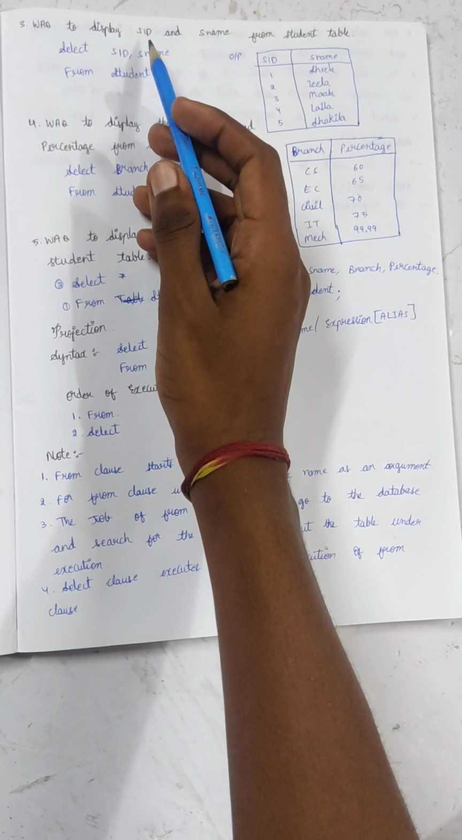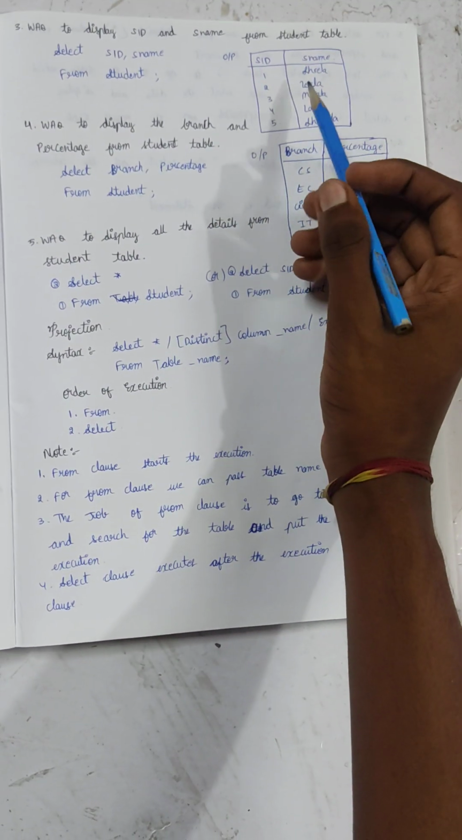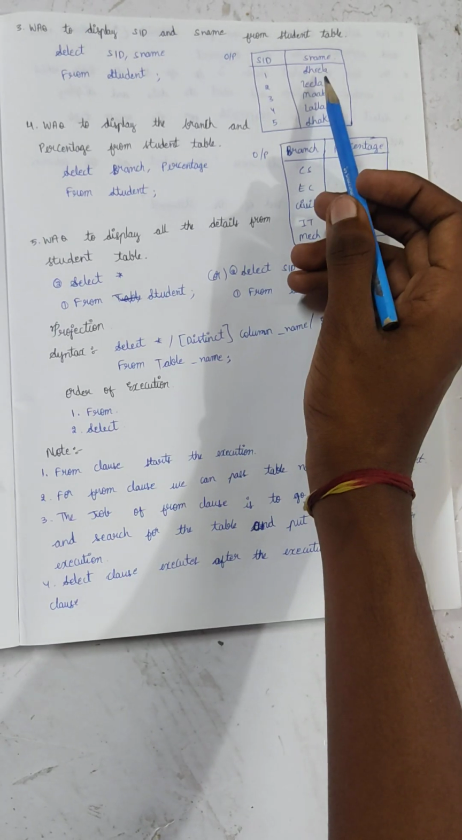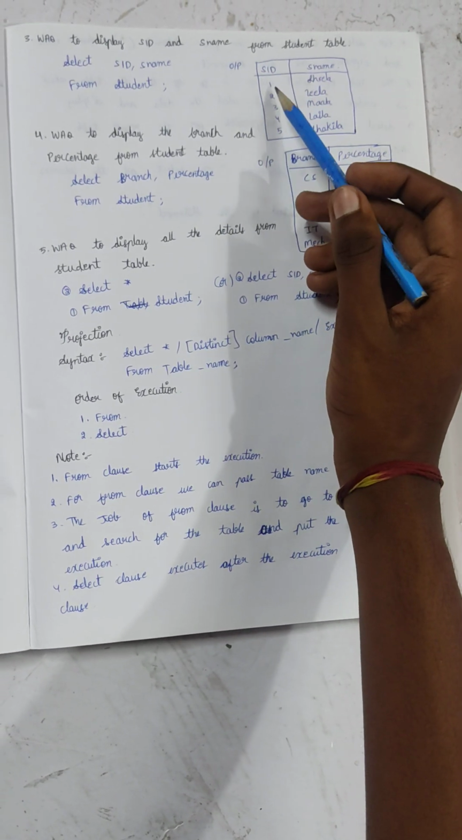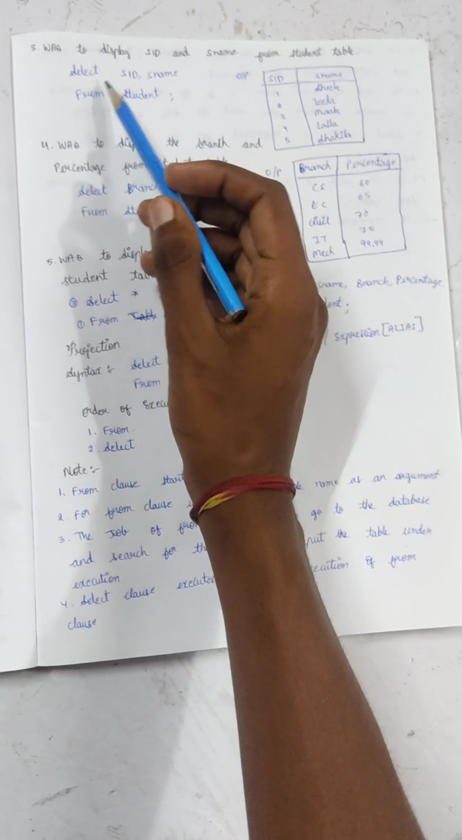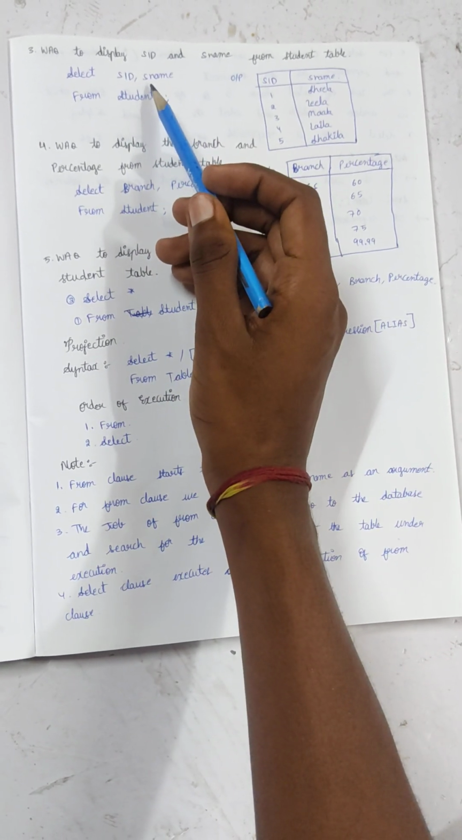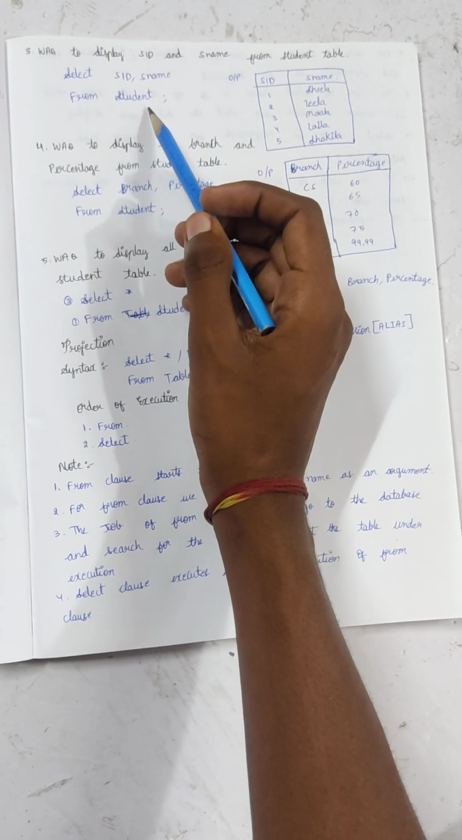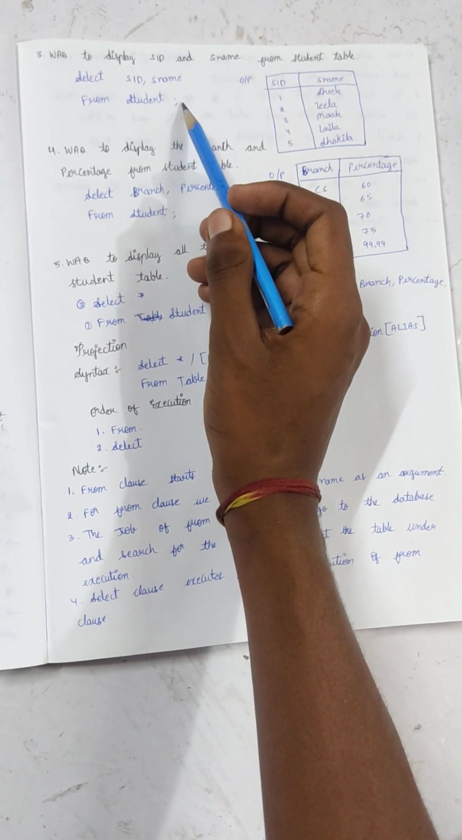Write a query to display student ID and student name from student table. Suppose if we want two columns, then we can select SID. We have to put a comma, then student name from student. We have to end the query by using the semicolon.